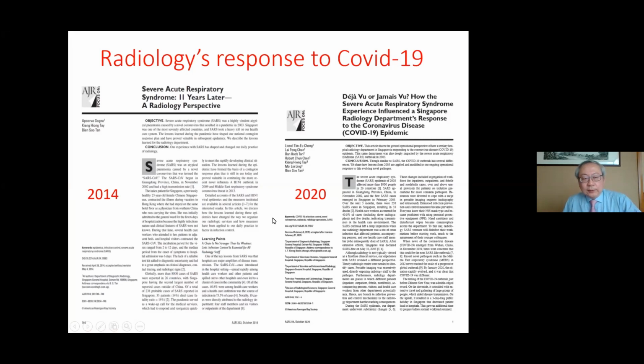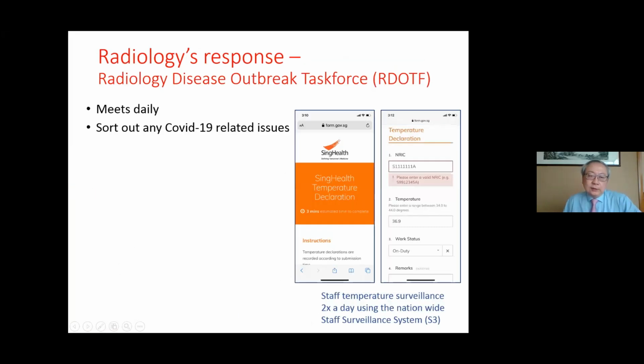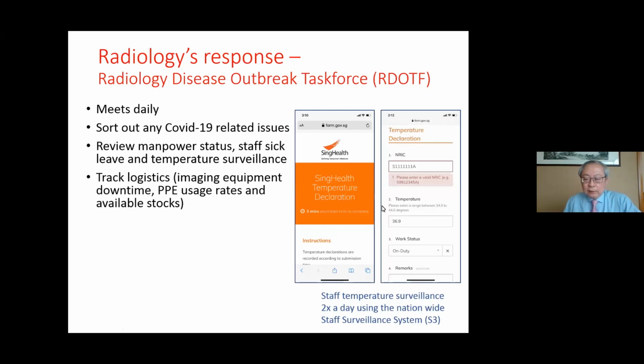We have publications during SARS, and we recently just published again our experience on our response to combat COVID-19 based on our experience in SARS. So the key is the formation of a task force, and we meet daily to sort out any COVID-related issues. In this meeting, we review manpower, people who are sick, and the temperature surveillance. This is an internet form and an app, and all staff are expected to submit their temperature 2 times a day. And this allows us to detect fever clusters early, and in case there is a healthcare worker spread.